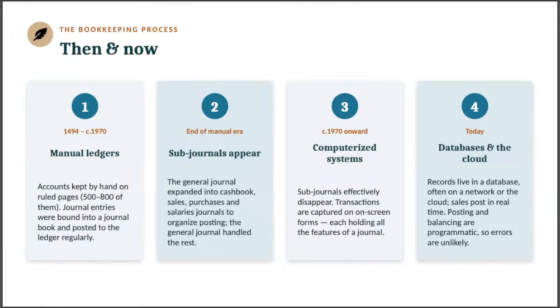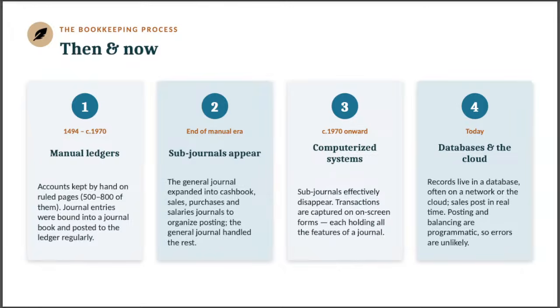Posting and balancing are programmatic, so errors are unlikely. Well, yeah, I guess the computers really can't be caught stealing, so in a way, there's fewer problems in the programmatic sense, and you can see why.